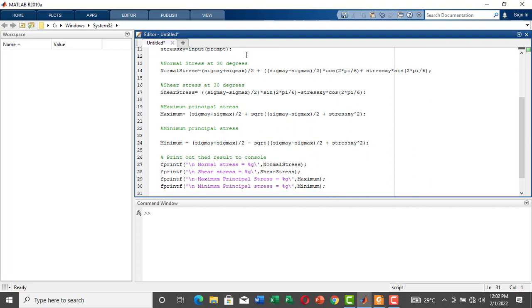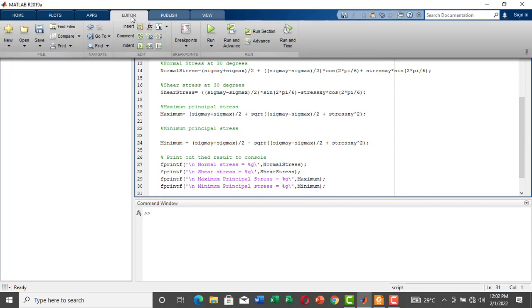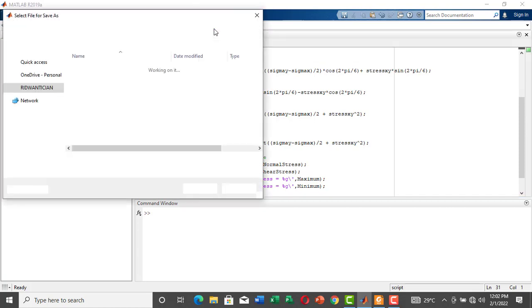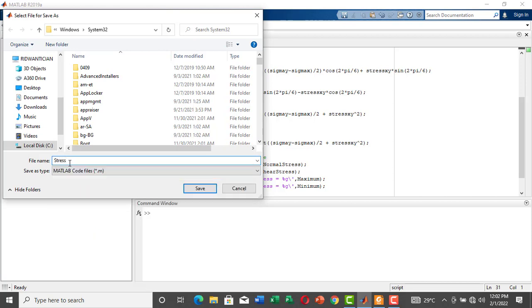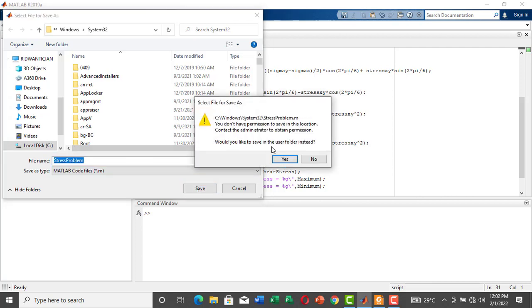So what we just have to do is run it and see what we have. So let's run. It will ask us to save it. Let me save it as stress problem. You won't put a space, it doesn't like that. So you just save.